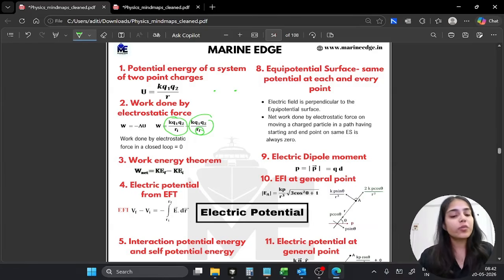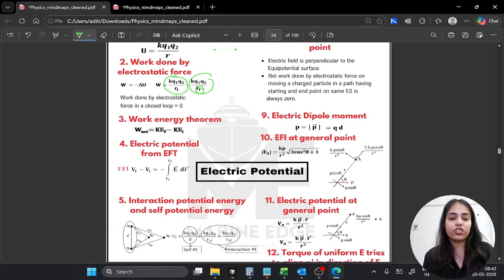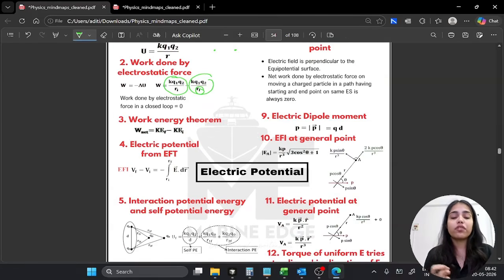Next, the work energy theorem holds true here also. Whatever work is done will be equal to the change in the kinetic energy. Okay. Next, we have the electric potential. The change in electric potential for bringing a charge from one place to another, or delta V, is equal to E dot dr, or whatever distance you're trying to bring it inside.